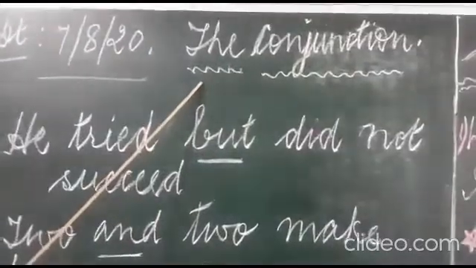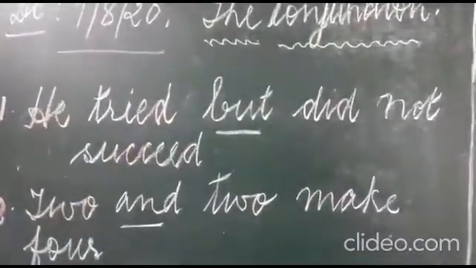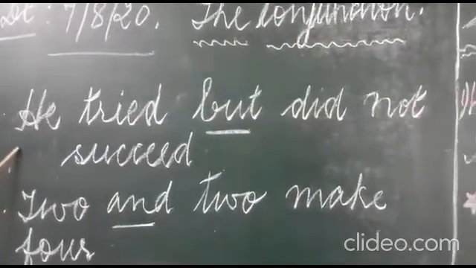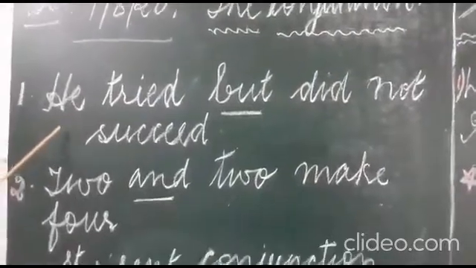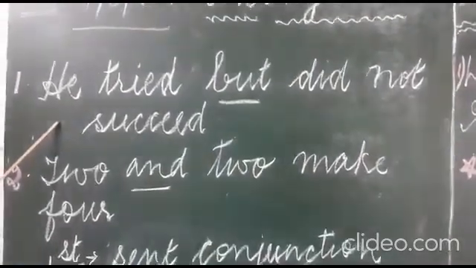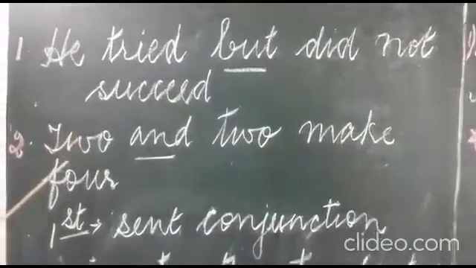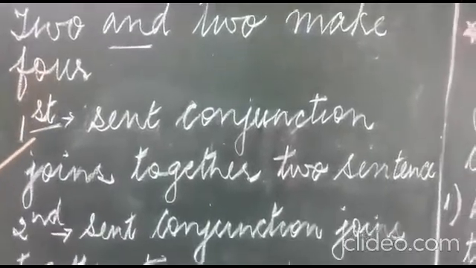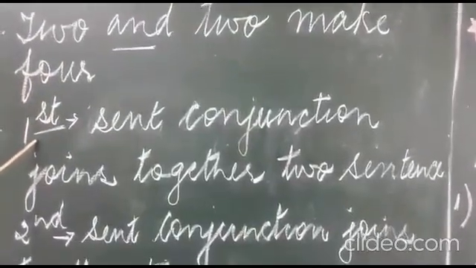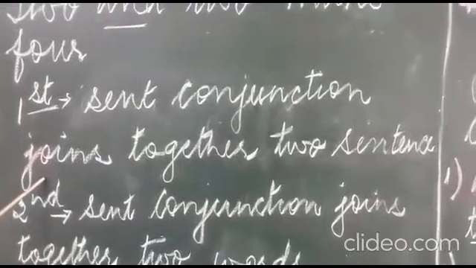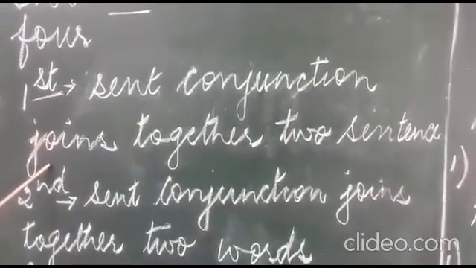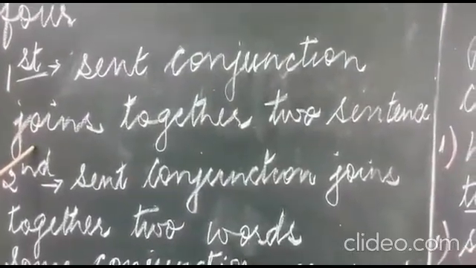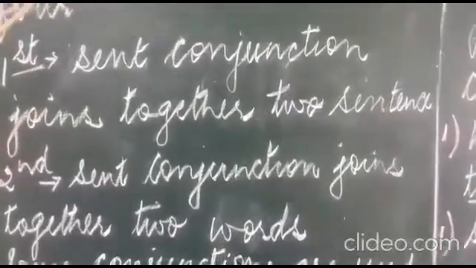Okay? The conjunction. Now first let's read a few sentences to understand what a conjunction is. He tried but did not succeed. Next, 2 and 2 make 4. Now, in the first sentence, conjunction joins together two sentences. He tried, did not succeed. Two sentences are joined together with the word conjunction but.